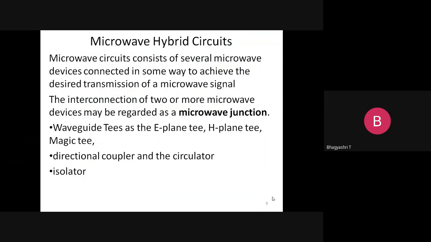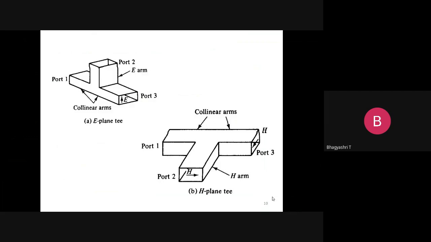So this junction we require in networking, and in a microwave, the junctions where we are connecting more than 2 points are called microwave or waveguide tees. So a waveguide tee is nothing but an interconnection of two or more microwave devices. How many types of tees? E-plane T, H-plane T, magic T. The remaining components of microwave are the directional coupler, circulator and isolator. So we will start with the T.